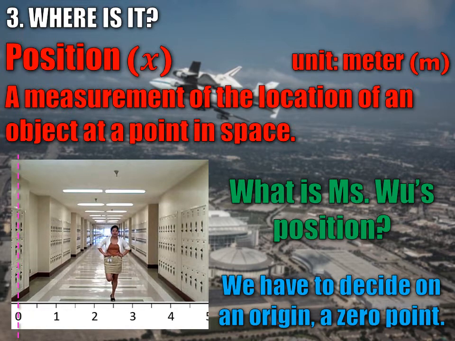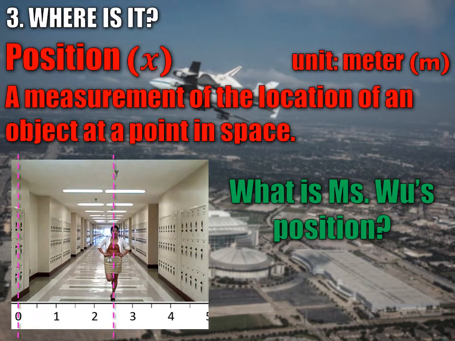And typically the way we do it is we define an object as a dot, as a point particle, and we say that the point particle is at the object's center of mass. So I've drawn a line here through Miss Wu's center of mass. And so her position would be x equals 2.5 meters. We can see that she is standing 2.5 meters away from the origin.